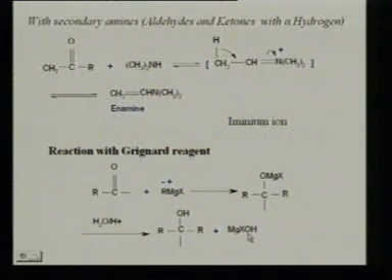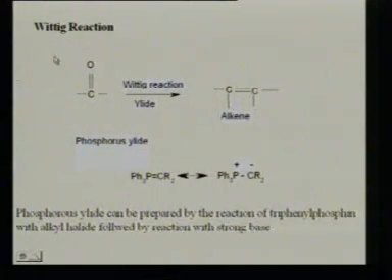Now the application part is that if we take methanal, that is formaldehyde in other words, and treat it with Grignard reagent, what we would get is primary alcohols. Whereas in the case of other aldehydes, other than formaldehyde, when we treat them with this reagent we would get secondary alcohols, and in the case of ketones, we get tertiary alcohols. Then the Wittig reaction is another very important reaction.